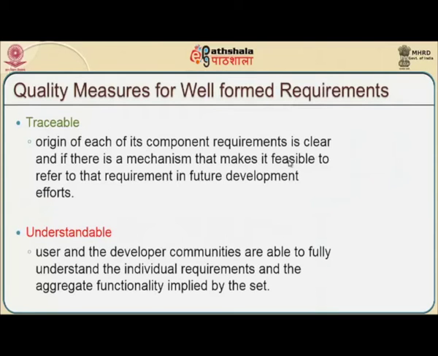And in case we feel there is some lag or some leak left, then the system needs to trace it appropriately. So the system should be traceable enough. The origin of each of its component requirements is clear, and if there is a mechanism that makes it feasible to refer to that requirement in future development efforts, then it is traceable. Not only that, the major point we may have to adopt towards this quality of a well-formed requirement would be understandability. User and developer communities are able to fully understand the individual requirements and the aggregate functionality implied by the set.